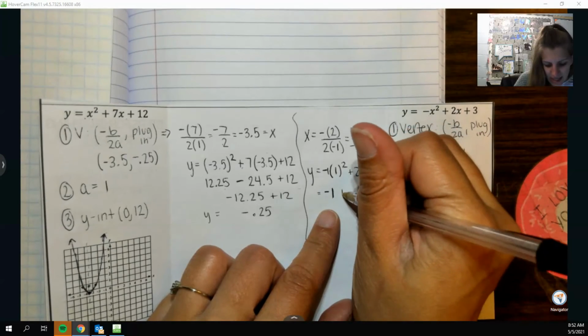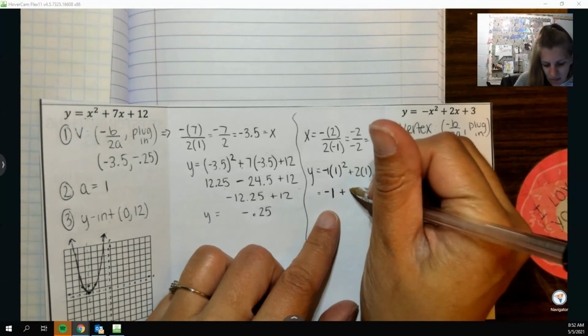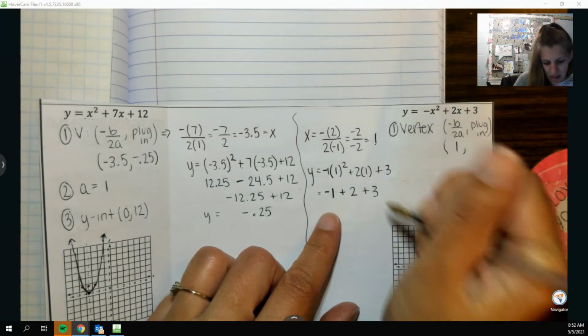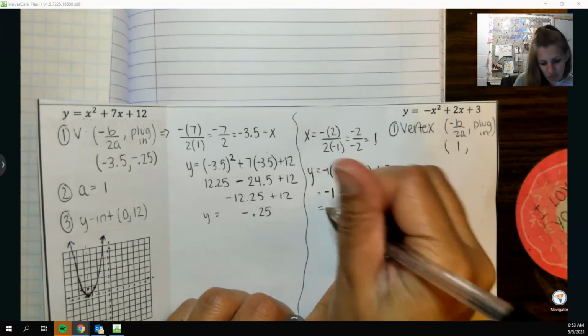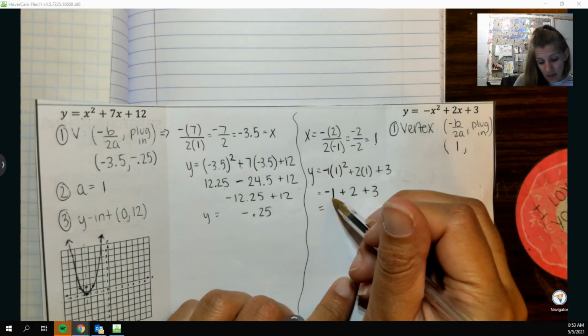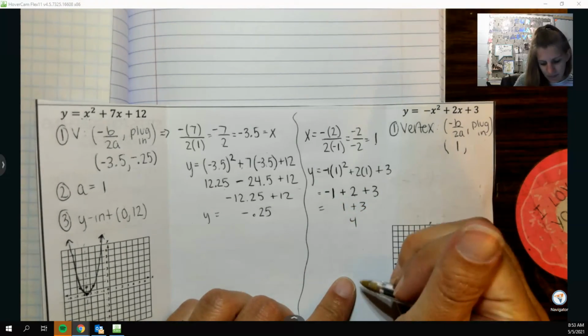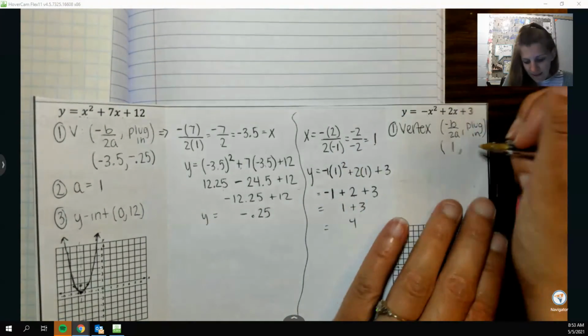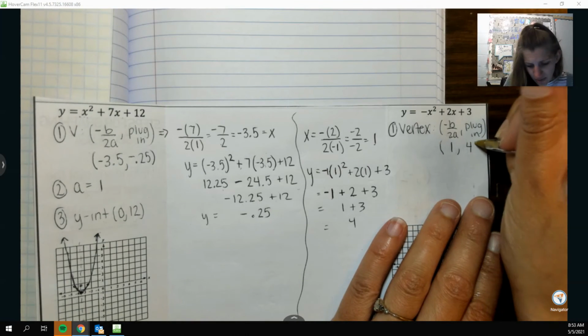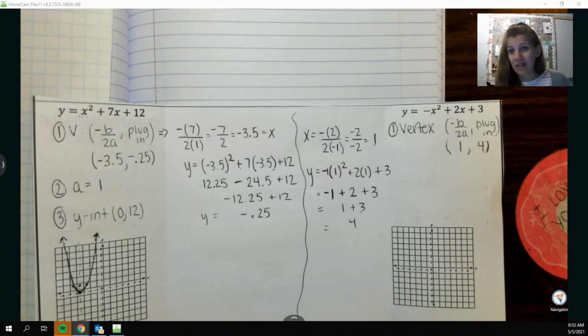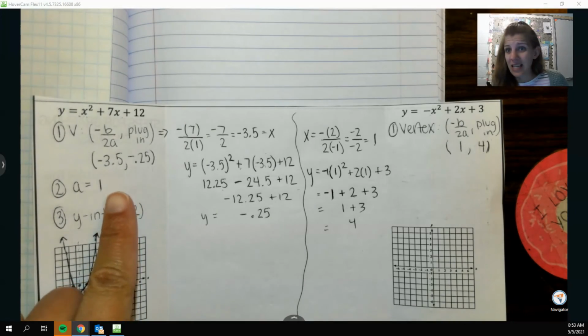Right here I can multiply, it's not going to affect anything. So 2 times 1 is 2, and then plus 3. And then since we're just adding and subtracting all this stuff, we can just do it. So negative 1 plus 2 is 1, plus 3 is 4. So the y value of my vertex is 4. Oh my goodness, love it when it's so nice and not a yucky decimal.